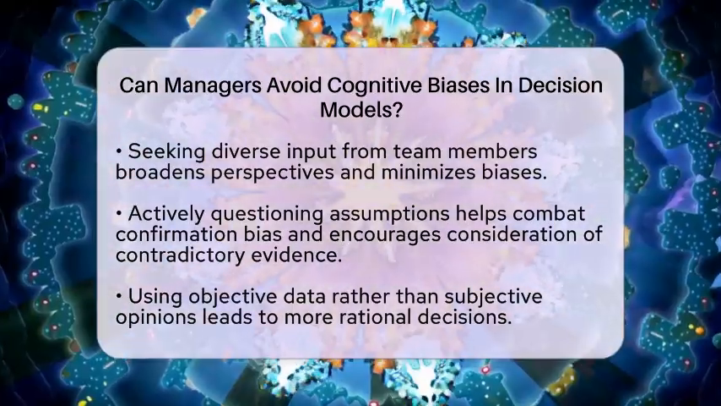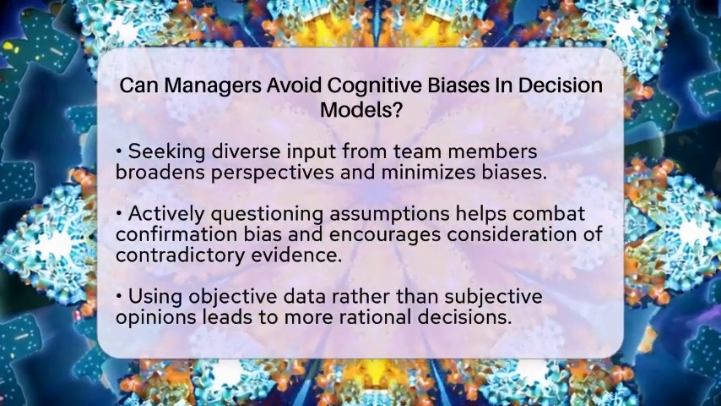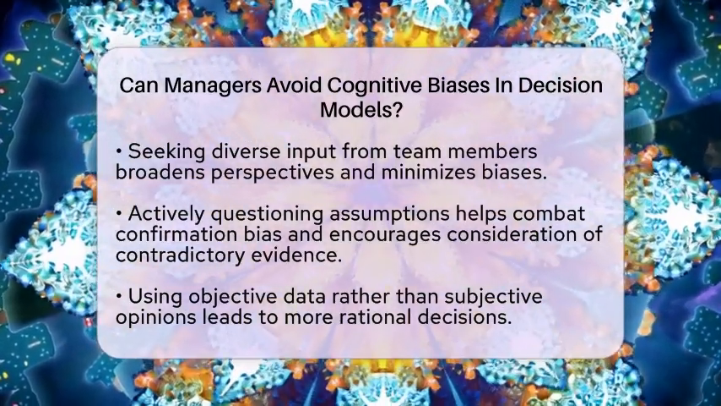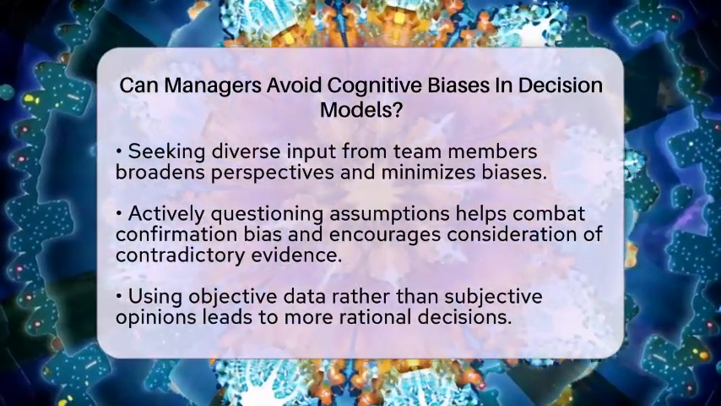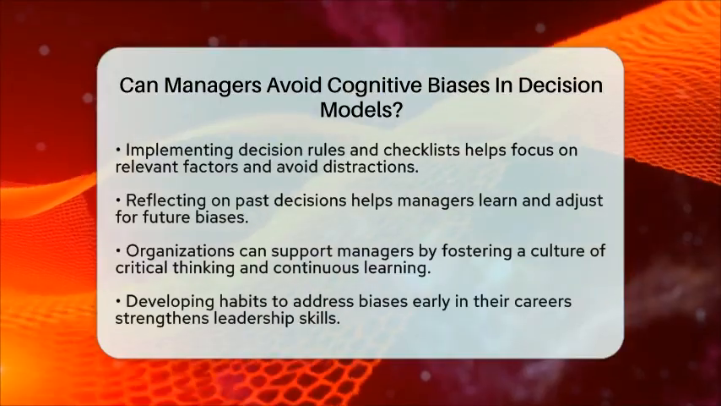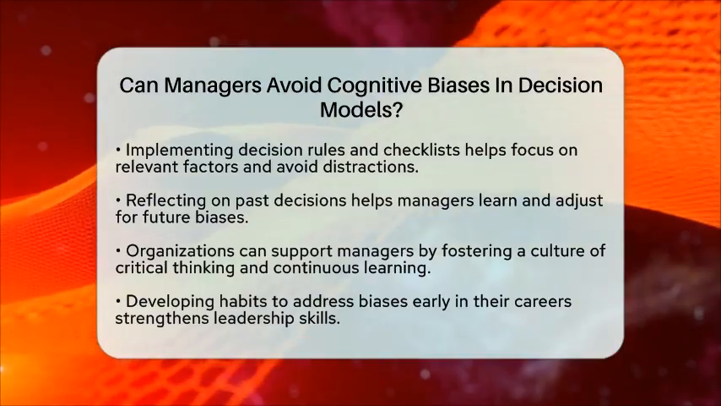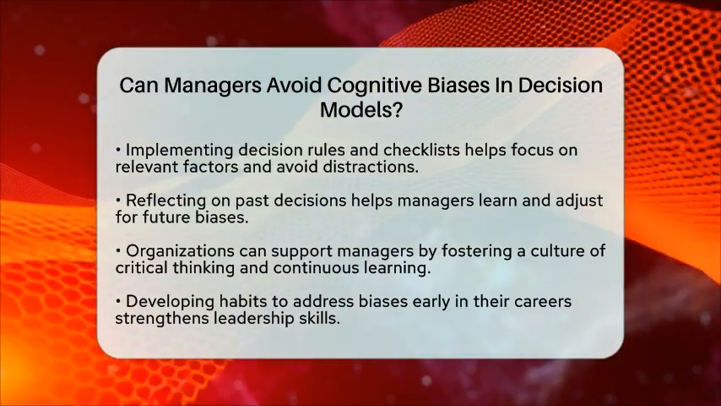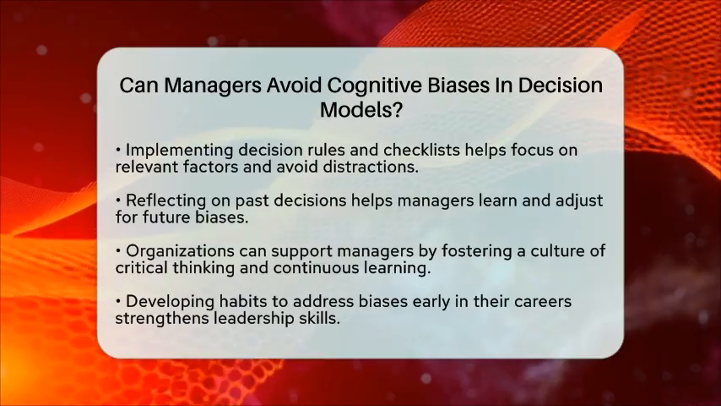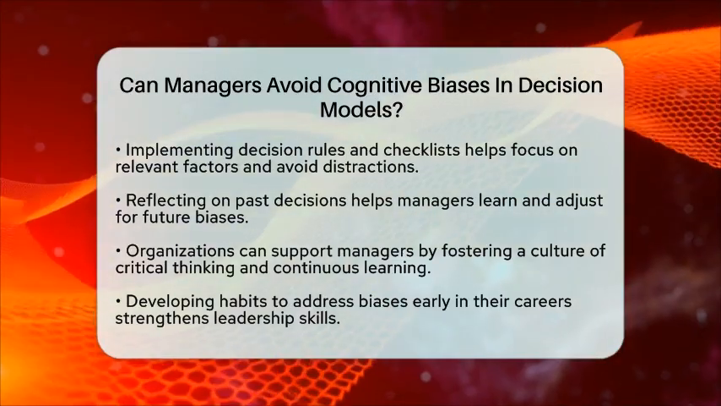Implementing decision rules is also beneficial. Establishing clear criteria for decisions and utilizing checklists or decision audits helps managers focus on relevant factors. This practice prevents them from being swayed by irrelevant or misleading information. Reflecting on past decisions is crucial as well. Reviewing decisions and their outcomes with a focus on the decision process, rather than just the results, allows managers to learn and adjust for future biases.